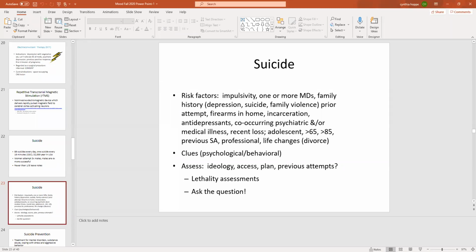Firearms in the home, I know that that's a big thing, that they're asking if there are firearms, and if there are, to try to have them locked up. We're losing a lot of young kids with accidental gunshots. Other risk factors include being on antidepressants, other diseases, and professional people.